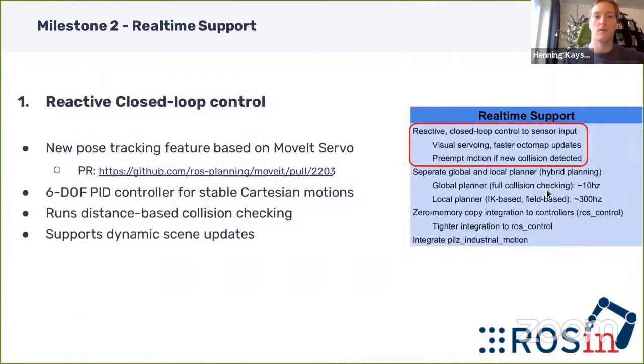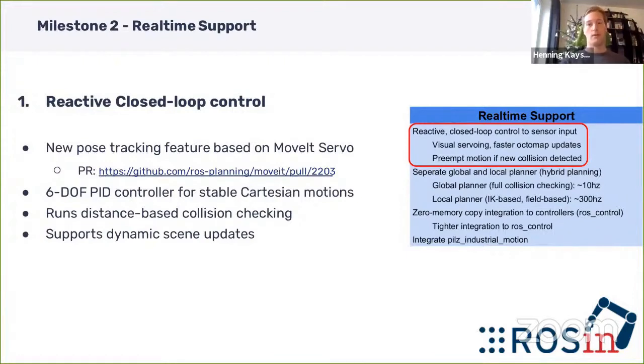trajectories. So the reactive closed loop control feature is pretty much implemented by the new pose tracking library that we added to Move It Servo for ROS1 a while ago. This is currently being ported to ROS2 and allows you to run 6DOF PID controller motions for Cartesian motions for any kind of input that you want to actually run it with.